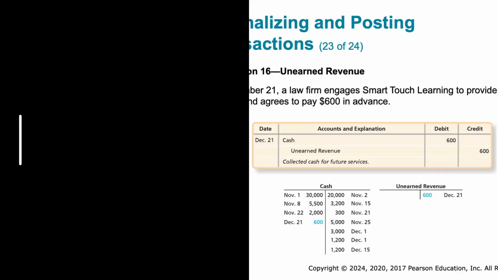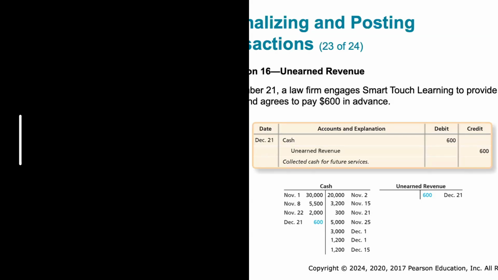On December 21st, a law firm engages Smart Touch Learning to provide an e-learning service and agrees to pay $600 in advance, right? And so they're going to go ahead and book e-learning, but they want to go ahead and pay in advance. So they're paying $600. This is not revenue because e-learning has not earned this revenue. So this is an unearned revenue. This is not an asset. This is a liability. The asset in this transaction is cash. We did receive cash, so that goes up. Cash is our debit. Assets going up, debit.